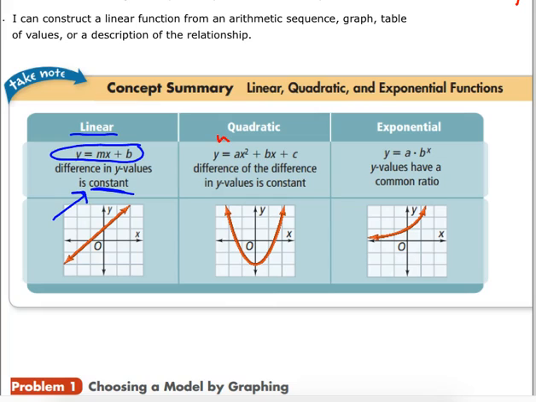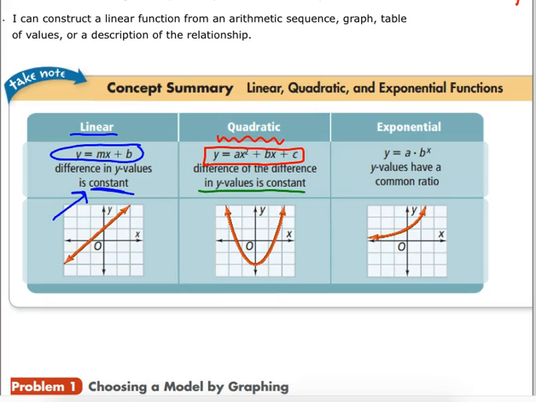Our next one is quadratic, and that's what we've been dealing with as of late. Here is our standard form, y equals ax squared plus bx plus c. And it tells us the difference of the difference is constant. That's kind of weird. So your second difference in values is constant. We'll talk about that in a second, okay?